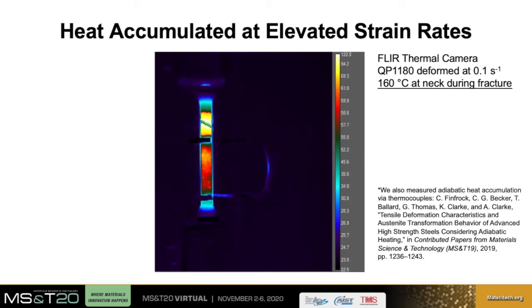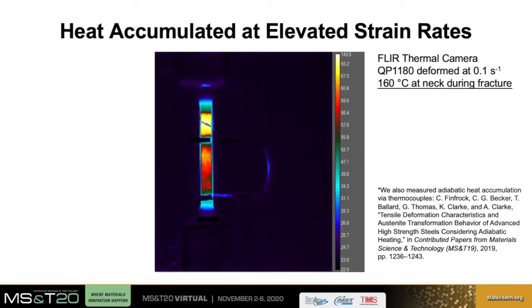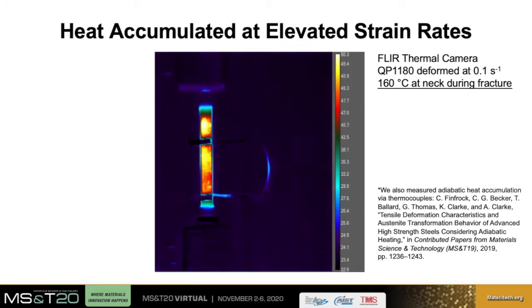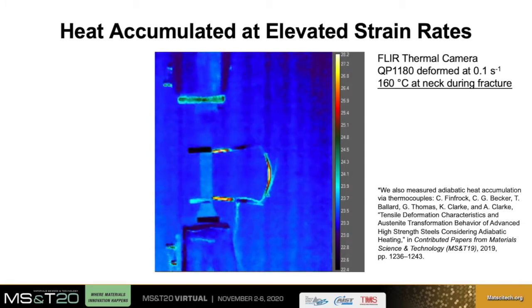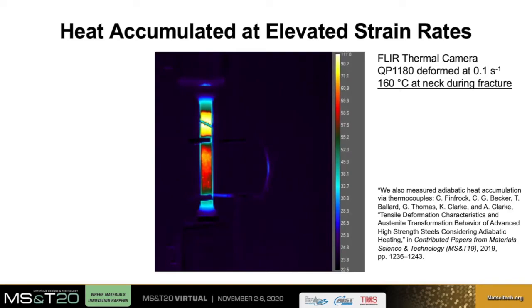Stabilization of retained austenite by adiabatic heating has been frequently identified in the literature, so we were curious if we could measure and model heat accumulation in the Q&P steels. We were particularly interested in adiabatic heat accumulation in part because the samples were too warm to handle after removing them from the tensile frame.